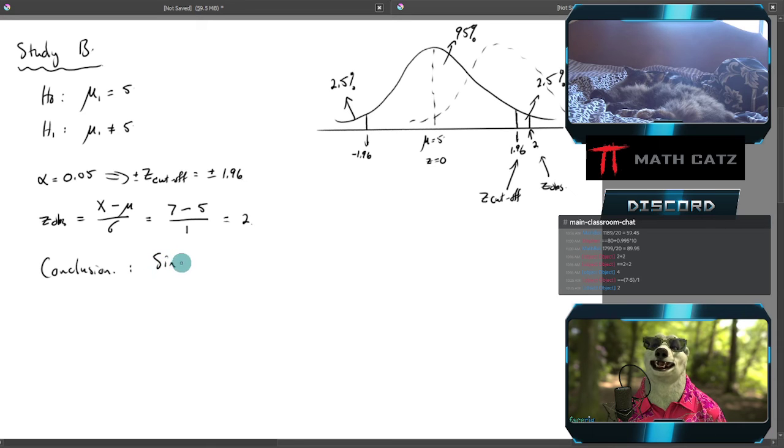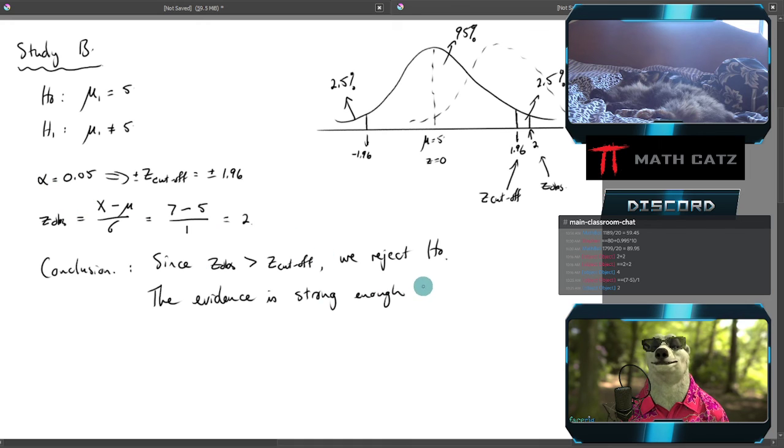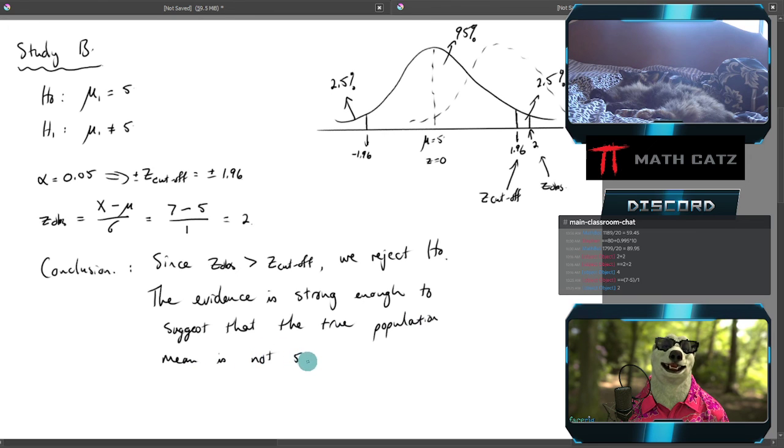So let's say here, since my observed z-score is greater than the positive cutoff, we reject the null hypothesis, always in favor of the research hypothesis, and we can say the evidence is strong enough, and we decide beforehand what strong enough is by way of this confidence level alpha, to suggest that the true population mean is not 5. We don't know what it is. It's not 5.